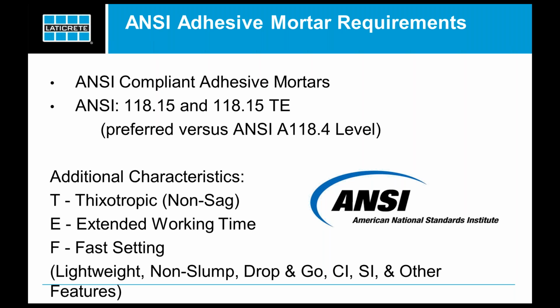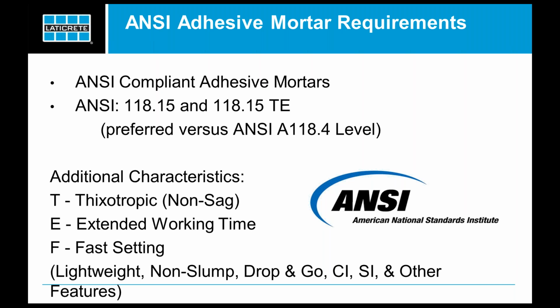So just a little bit about ANSI. If you really think about it, ANSI has evolved over the years too, and they've added additional characteristics to their adhesive mortar designations, if you will. Some of these characteristics are indicated by the letter T, which is thixotropic or non-sag, or E, extended working time, which is ideal for these types of finishes, or F, which is fast setting, really not ideal for this, but it is an additional characteristic of ANSI.